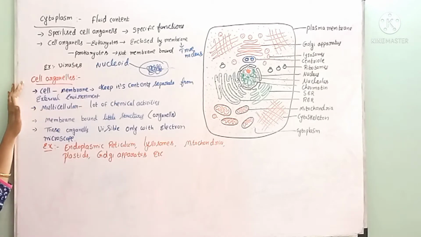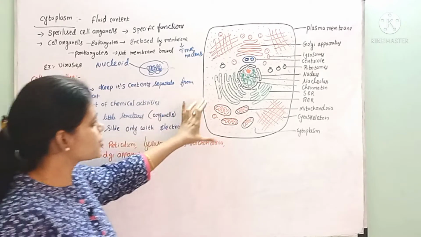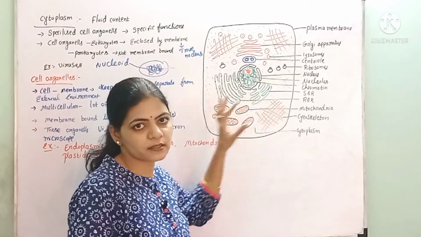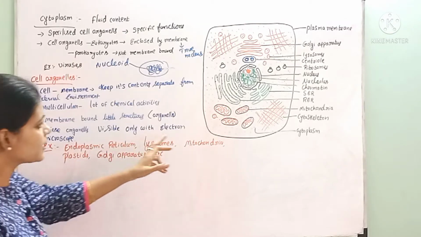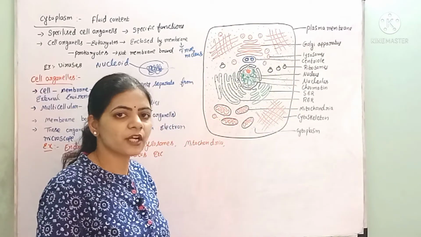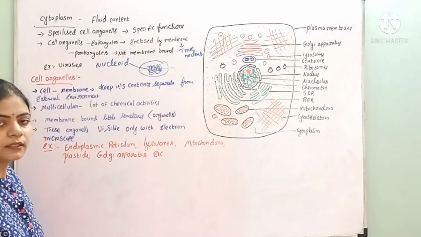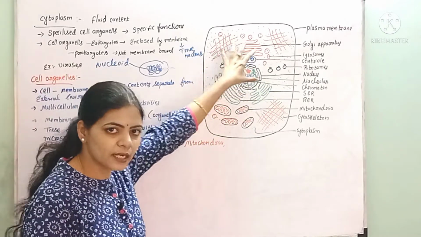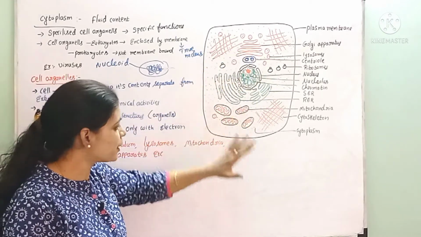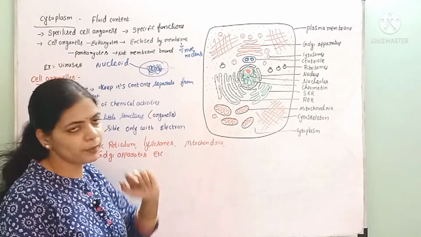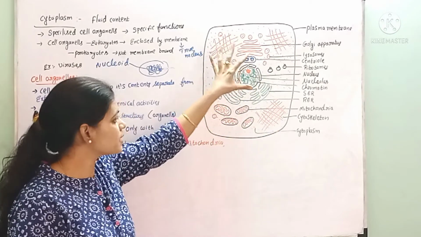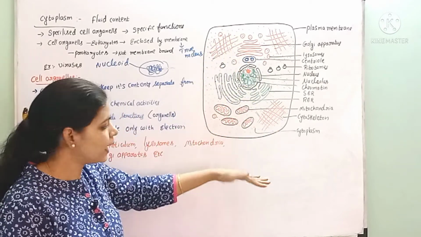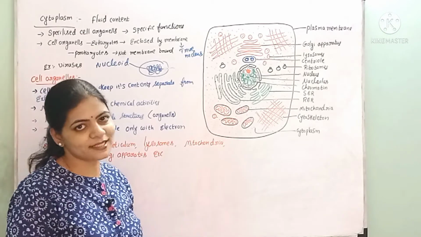And now we'll see about the cell organelles. Within the cytoplasm, there are several cell organelles present, right? If you see, the cell is covered with a membrane. What is the function of the membrane? That membrane keeps its contents. Whatever contents are present inside the cell will be separated from the external environment by means of the membrane. Right or not? So what is the function of this membrane? Whatever the contents present in the cell are separated from the external environment by means of this membrane.